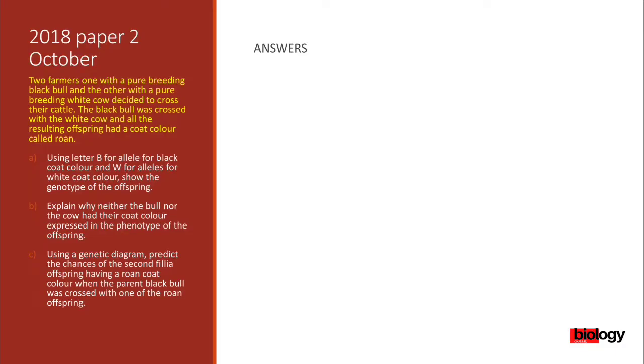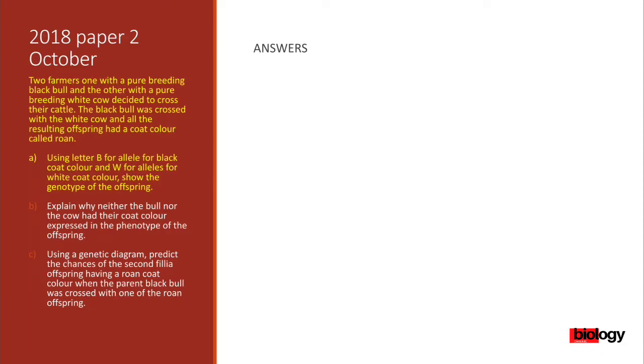Now, let's look at question A. Using letter B for allele for black coat color and W for alleles for white coat color, show the genotype of the offspring. Now, going back to the question, they are saying that the black bull was crossed with the white cow, and all the resulting offsprings had a coat color called roan.